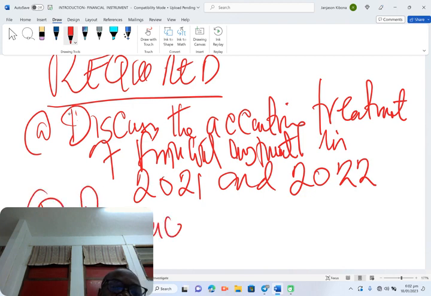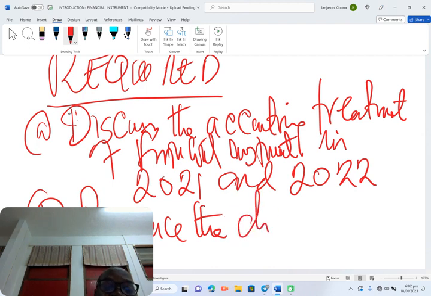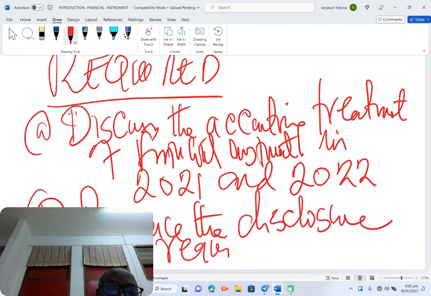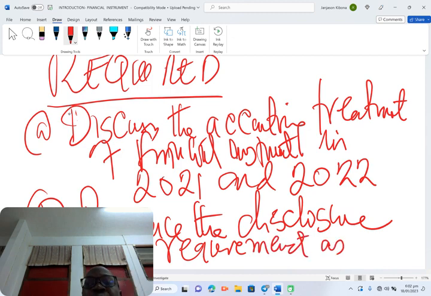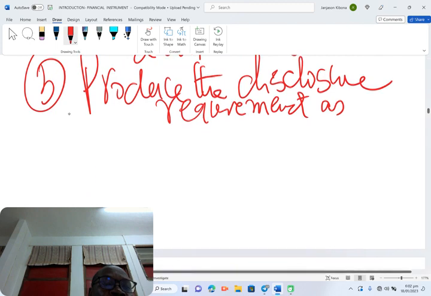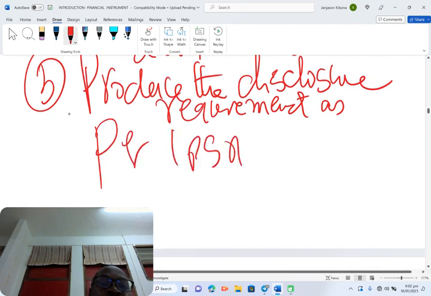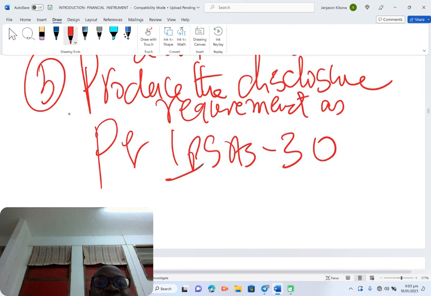Produce the disclosure requirement as per IPSAS number 30. I repeat, it's not possible to go through financial instrument without cutting across all standards.